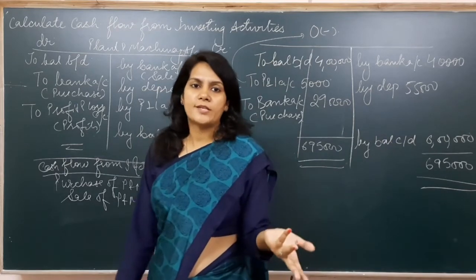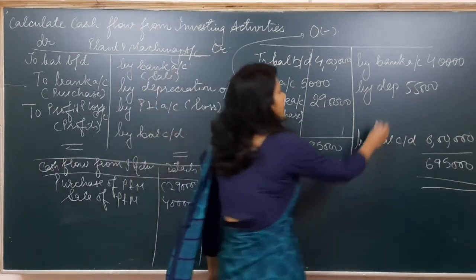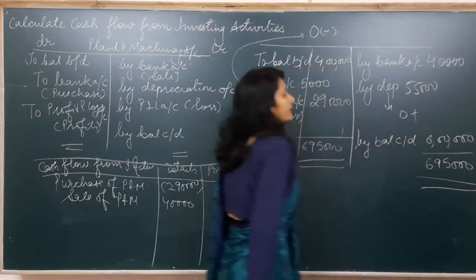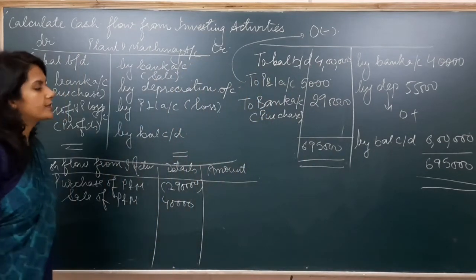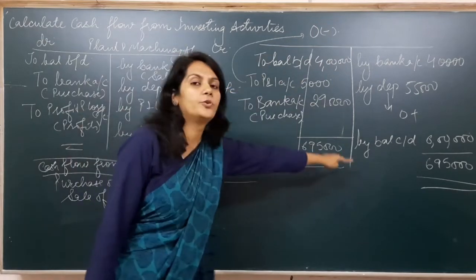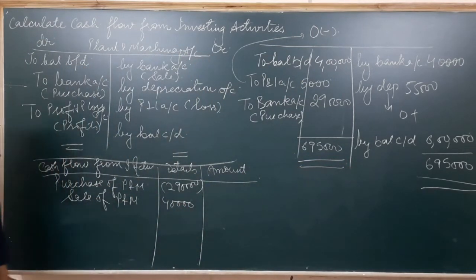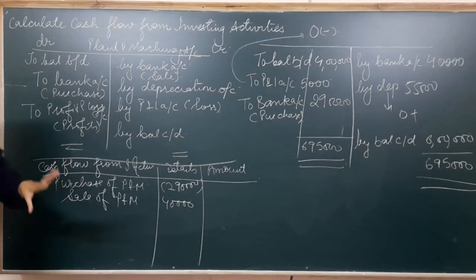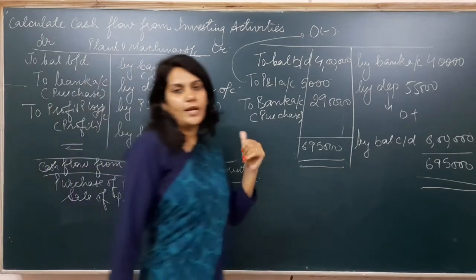Depreciation, you know, is a non-cash expense. It has to be added, but in operating. It has no place in investing activities. And the last is by balance carried down. So just like the opening balance, we don't record closing balance here. So it means that by now we have done only the treatment of the plant and machinery account.